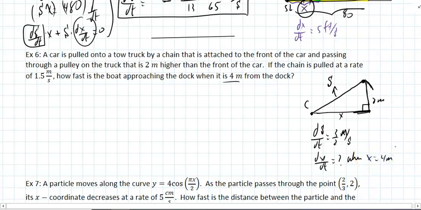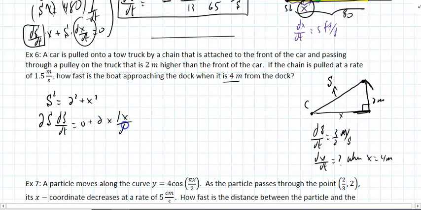Well, let's see. How are those related? s squared equals 2 squared plus x squared. If I take a derivative, 2s ds/dt equals 0 plus 2x dx/dt. The 2's cancel out. And let's see what we're looking for. We're looking for dx/dt. This is really what we want. So I need to get rid of the s and the ds/dt. Well, the ds/dt is actually 3/2. We got that.